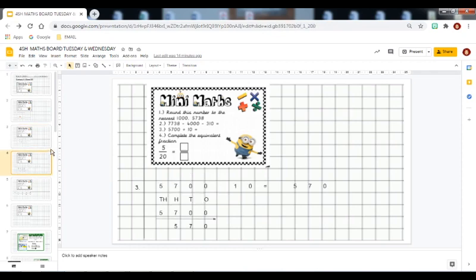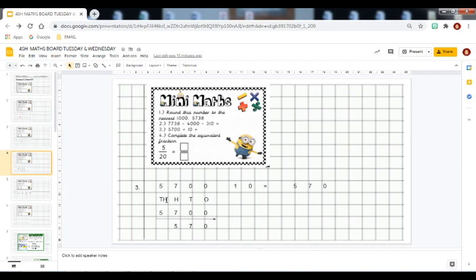Number 3, 5,700 divided by 10. As you can see, the expectation of how this is supposed to be written and represented on your page. I've used the place value grid to help me to model and to demonstrate my understanding of this. I've got my 0 in my ones column, I've got my 0 in my tens, my 7 in my hundreds and my 5 in my thousands.